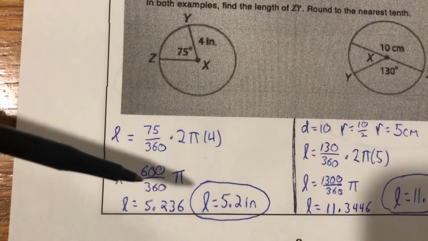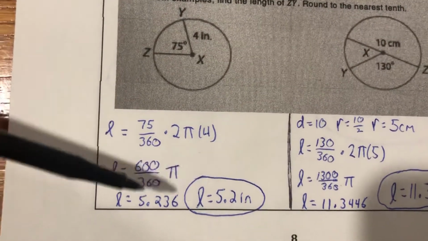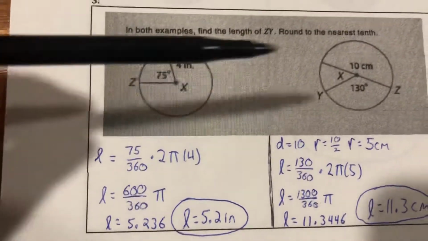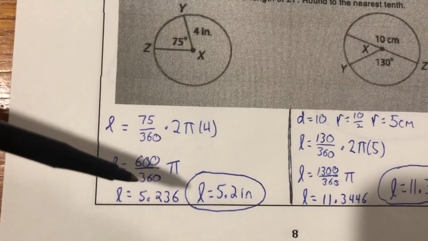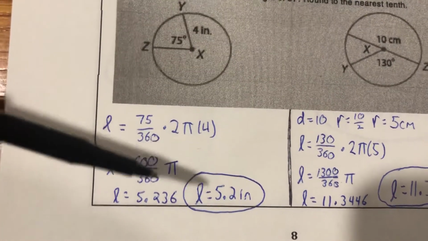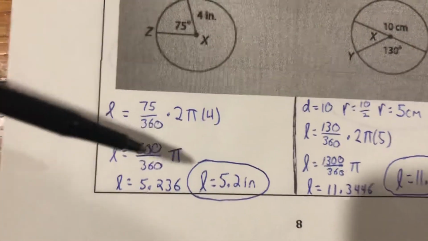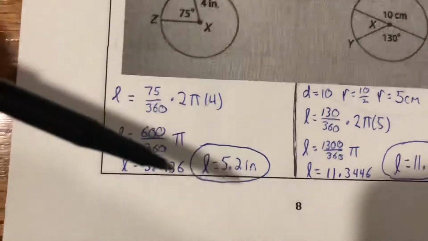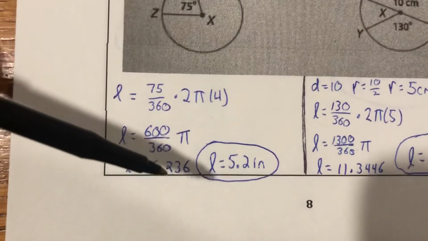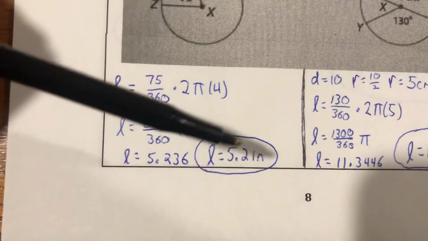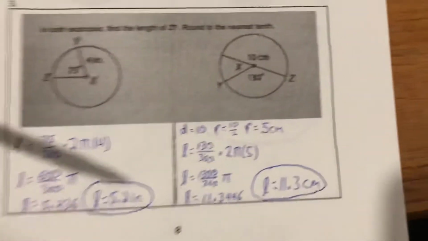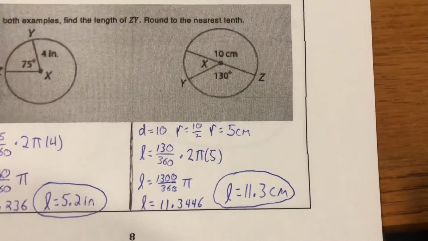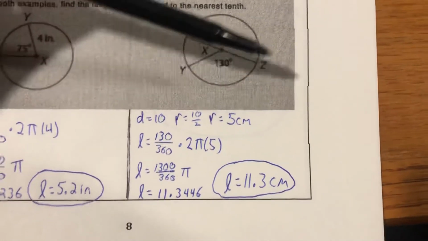Now, if I wanted to leave this in terms of pi, I would simplify this fraction. They're looking for the number rounded to the nearest tenth. So I just took my calculator. I did 600 divided by 360, and then multiplied that answer by pi. You could type in 600 pi divided by 360, however you want to do it. But you should get 5.236, and when we round out to the nearest tenth, this arc has a length of 5.2 inches.